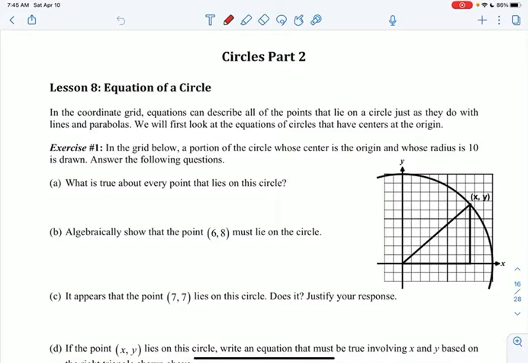Hi, geometry classes. This is the circle unit part 2. So today we're going to look at lesson 8, which is the equation of a circle.